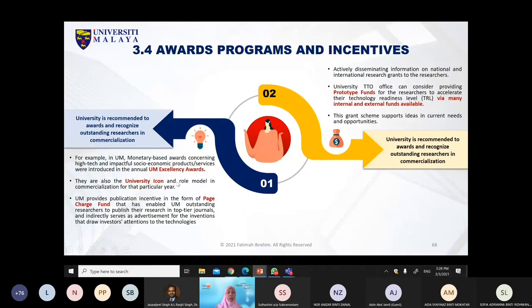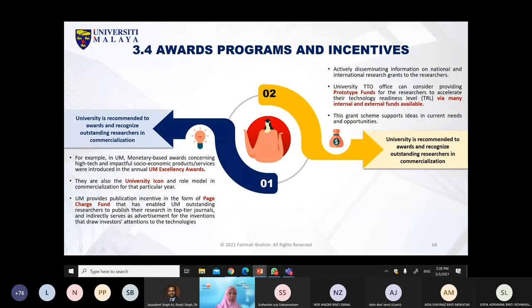So I won the award in 2019 as the high technology and impactful social economy winner. So I have to be the role model for my University Malaya community, and also to represent Malaysia. So this is one of your commitments. When you already have the knowledge, you have to share it.